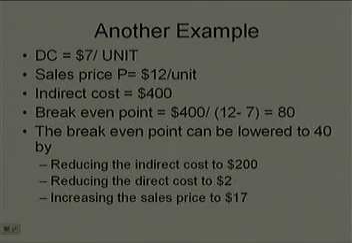The same result we could have obtained by adopting different permutations and combinations of these three measures. I could have partly increased my sales price, I could have partly reduced my cost. There could be many such combinations. The ultimate objective is to lower down the break even point. So, this simple example illustrates that it is possible to bring down the break even point by increasing the sales price, by reducing the direct cost, or by reducing the indirect cost.